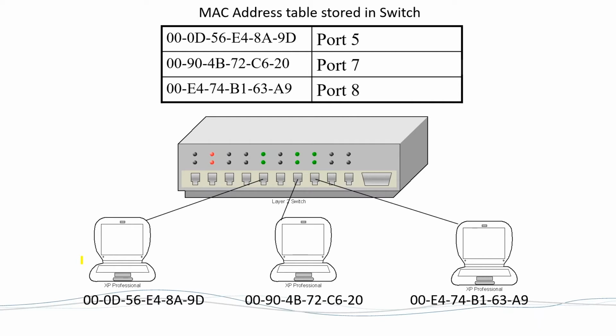Okay? So it knows from some traffic earlier that this A9 guy was on this port, so it takes that frame and puts it on that port, and it gives it to that guy, and that guy pushes it back up the OSI model until it gets to the application. Does that make sense? Any questions on that? Okay.